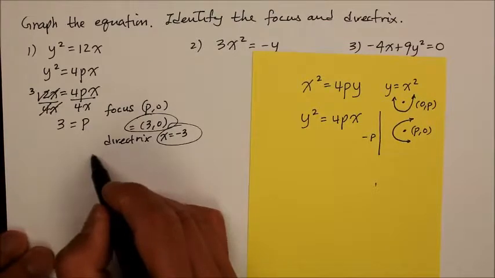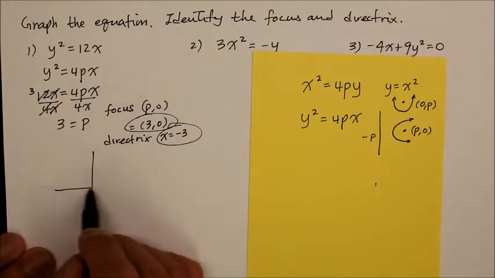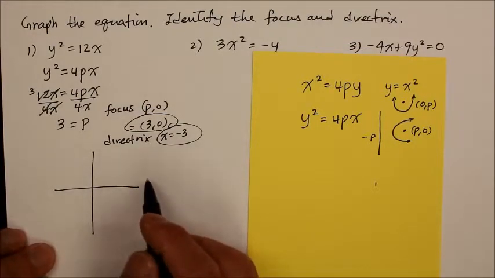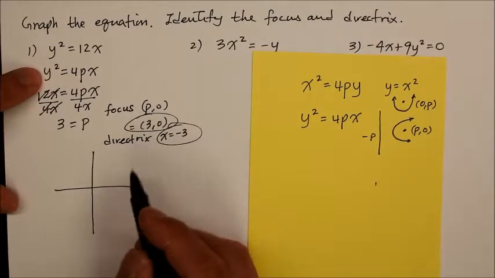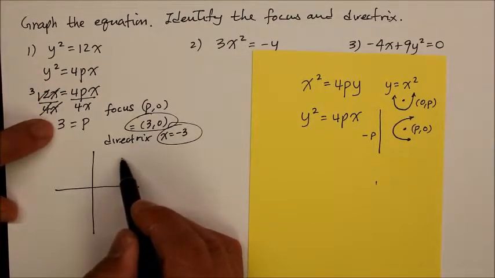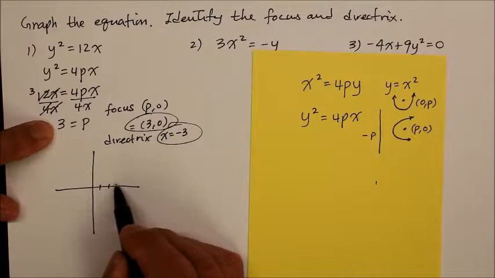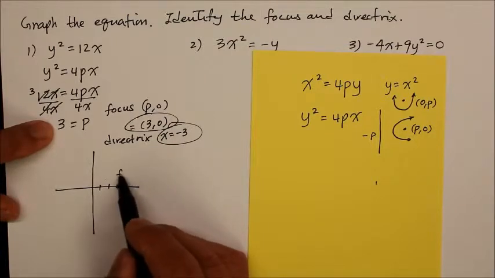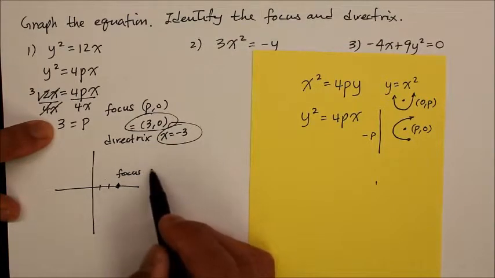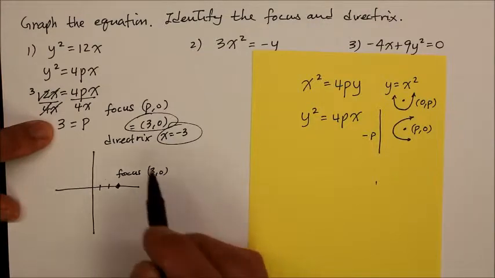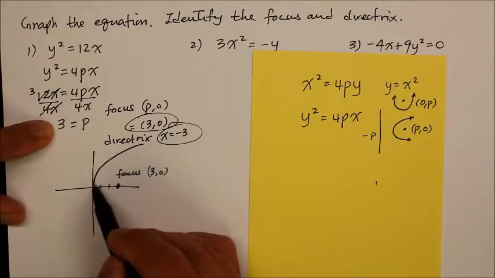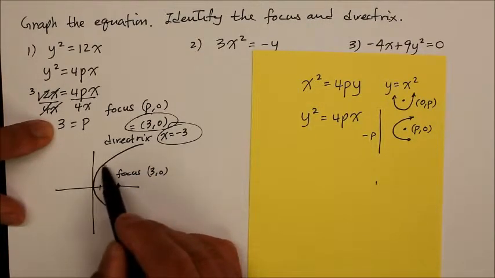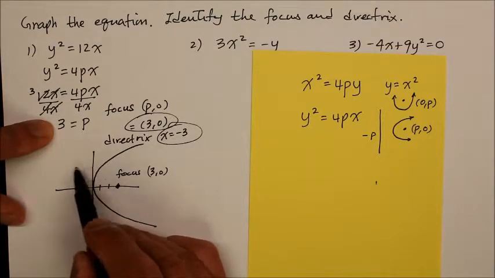Let me draw you the graph, and you'll get a better idea what this is about. Once again, since it's a function of y, we're going to open to the right, because it's positive. See? 1, 2, 3. Here's the focus at (3, 0). And the parabola has to have an equal distance to the focus as to the opposite side where the directrix is.